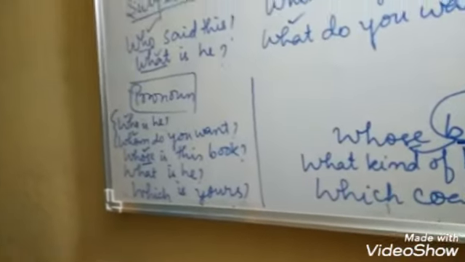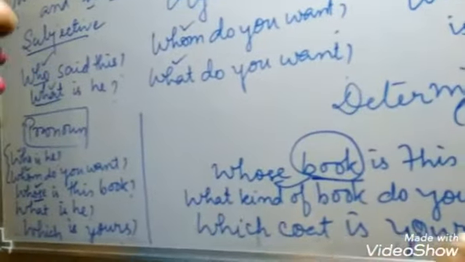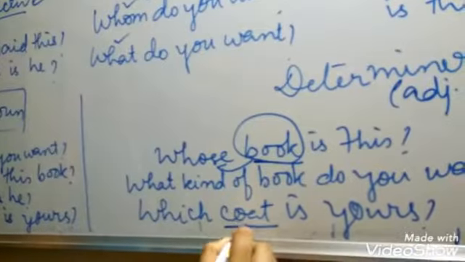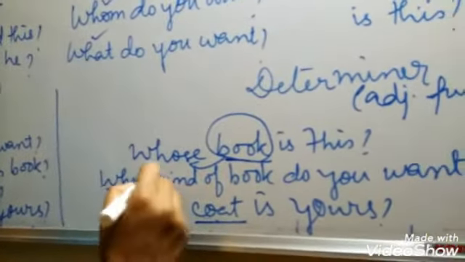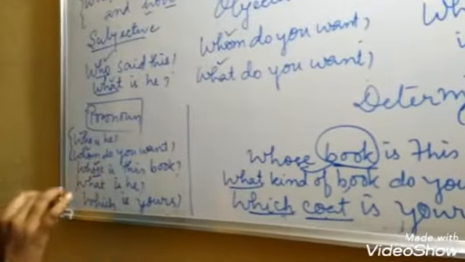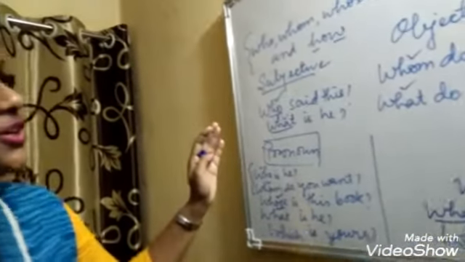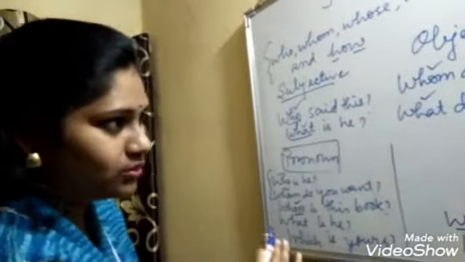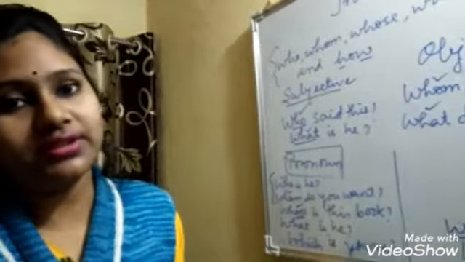Like what is he, or which is yours? But here you see, which coat is yours. So this is the noun and this is acting as the determiner. What kind of book? So here these are acting as determiners. Only who and whom cannot act as determiners. So you have seen the interrogative pronouns and how they can also be used as determiners. This is all about interrogative pronouns.